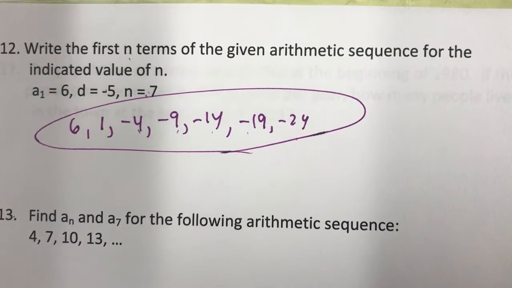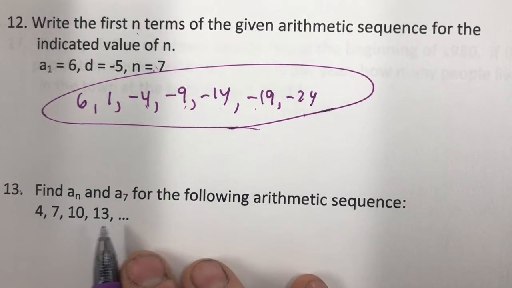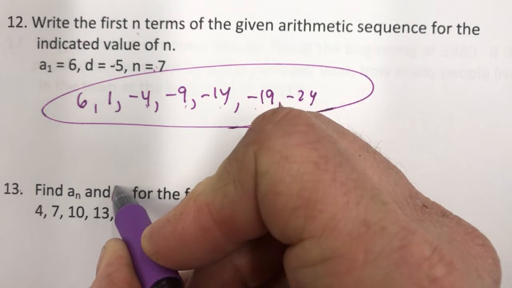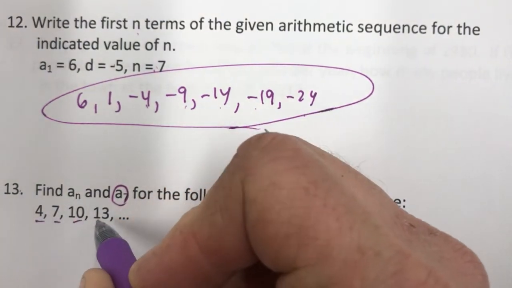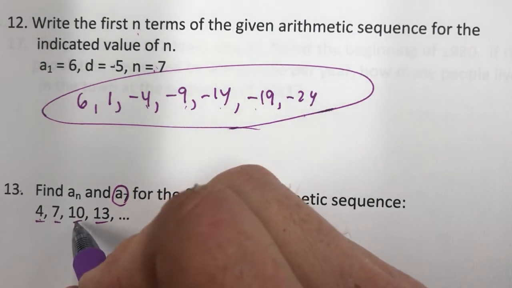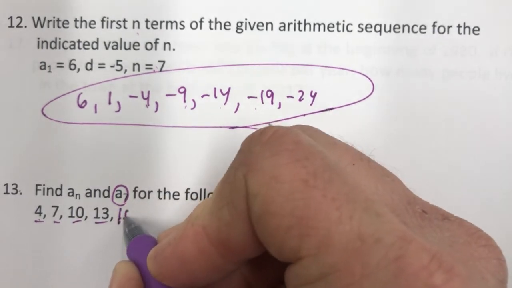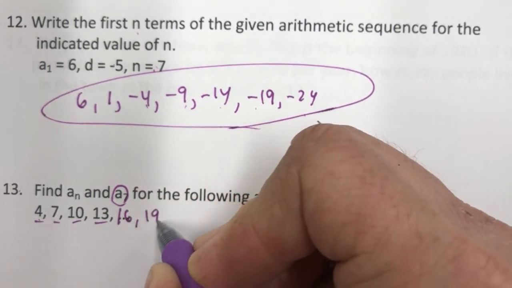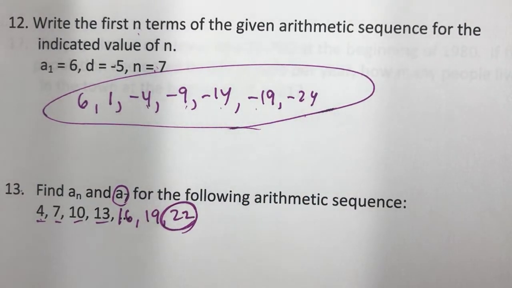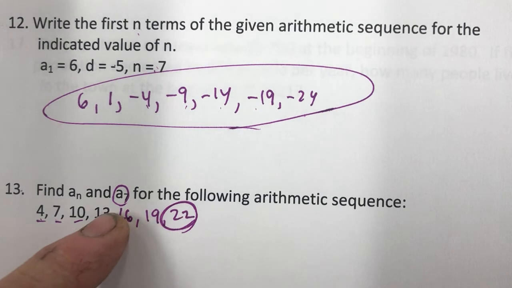Okay. Now here, we probably will have to use the formula. Now we could do this. See, this says find a sub 7. There's 1, 2, 3, 4. All I need is 3 more numbers. See, this is going up 3 and 3 and 3. So I can add 3, that'd be 16. I can add 3 again, 19. Add 3 again, 22. And there's my answer right there. But what if that said find the 50th term?